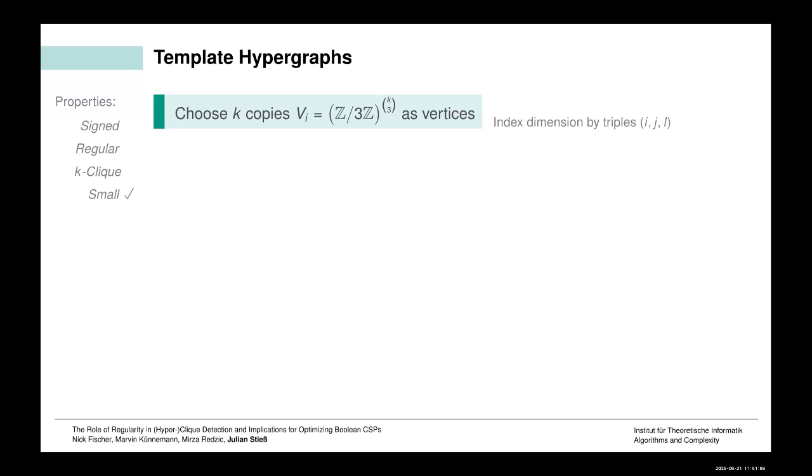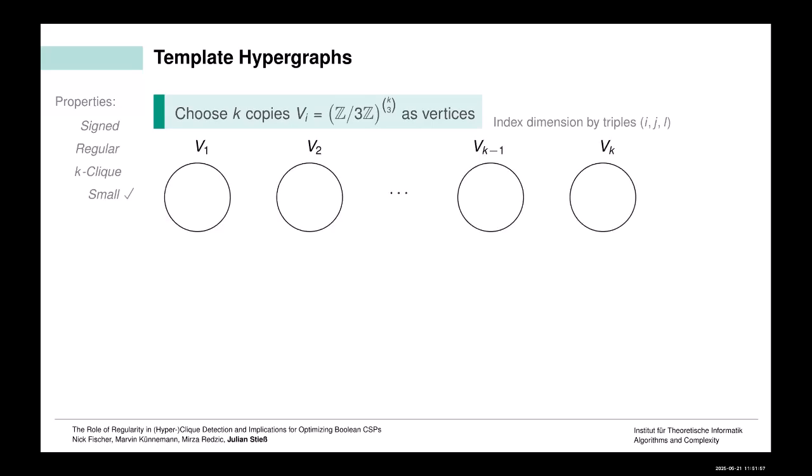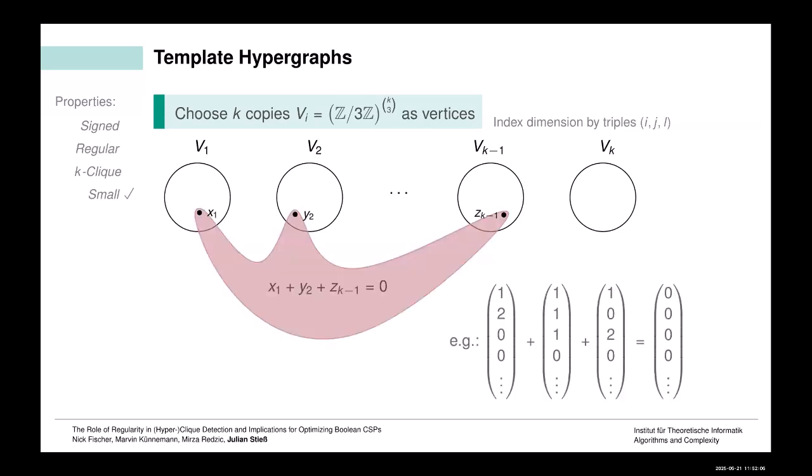And now we'll talk about how we construct edges in such a template graph. For this, consider the k partitions of this graph. We will only add edges between different partitions because we're talking about the k-partite setting. We will add a positive edge if and only if the elements x1, x2, up to xk from the corresponding partitions add up in the group to 0.